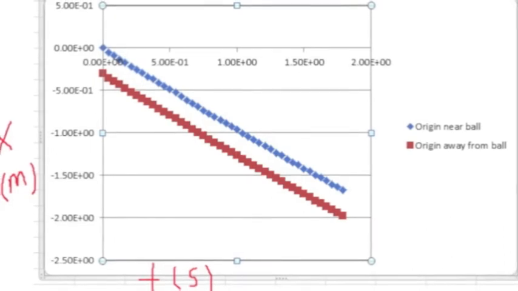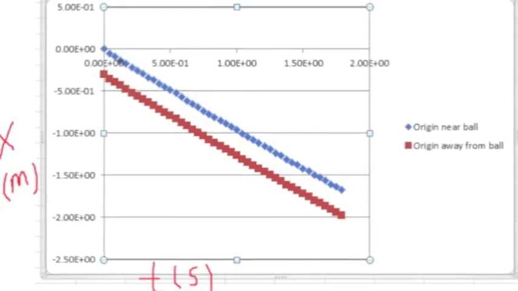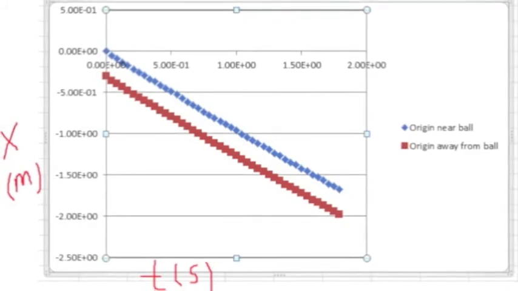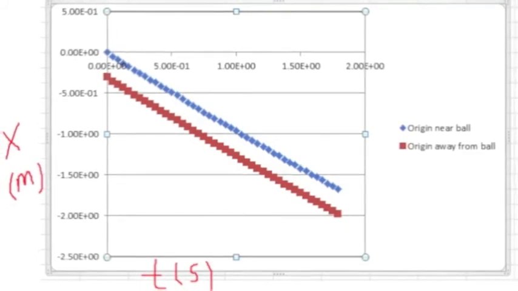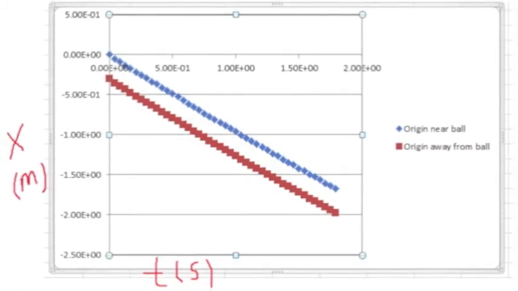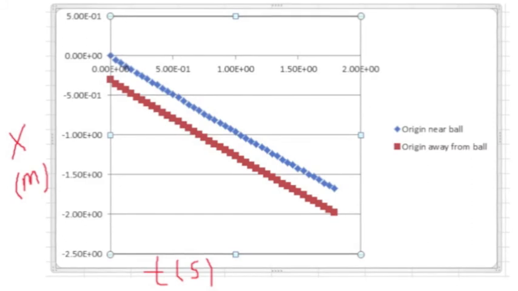To show this concept, I plotted my original data and data from the same video but with the origin moved away from the ball on the same graph. This graph shows that the slopes of the lines are the same. It is only the y-intercept that changes. This supports the idea that the velocity remains unchanged.